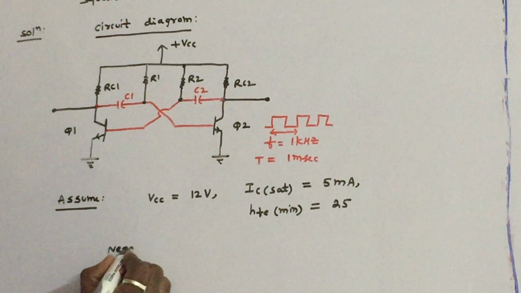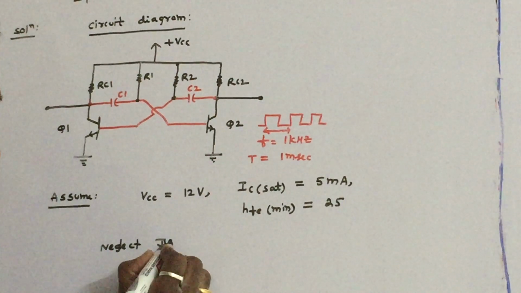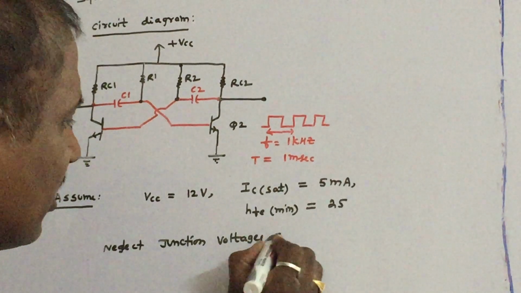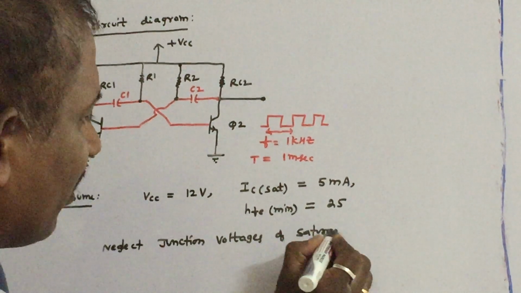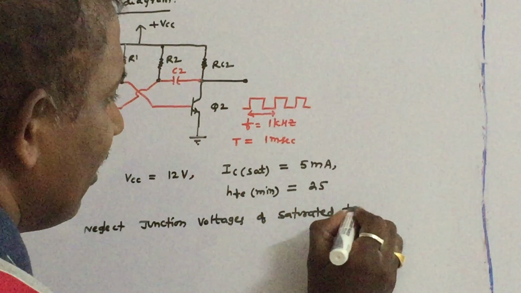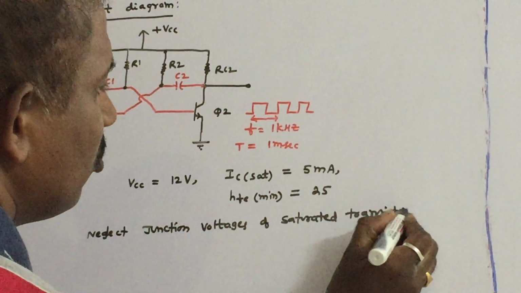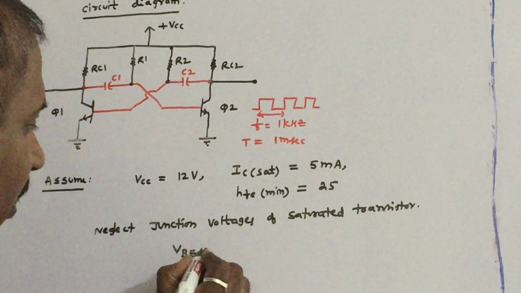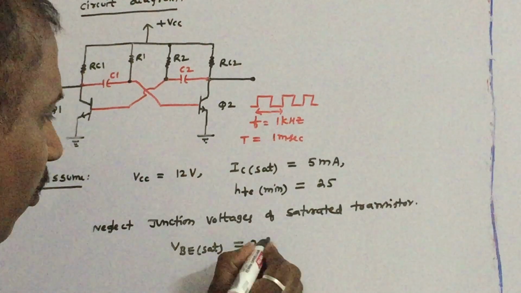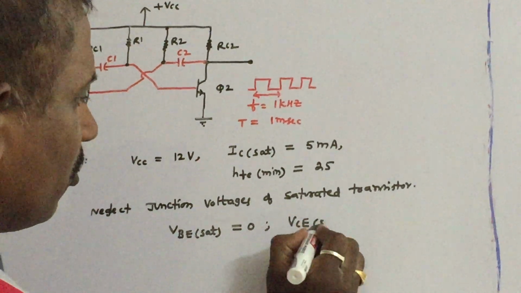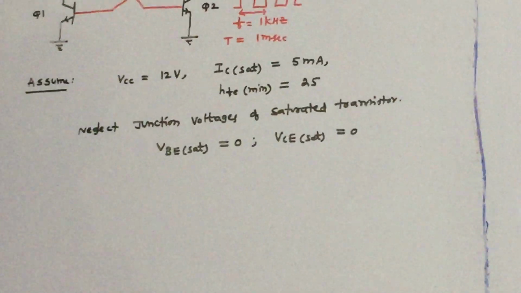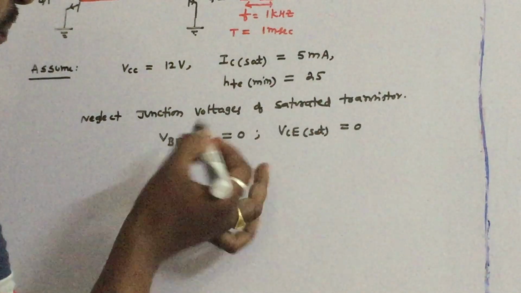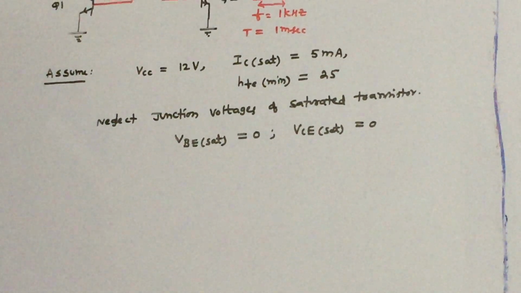Neglect junction voltages of saturated transistor. That means when the transistor is in saturation, VBE saturation is equal to 0, VCE saturation is equal to 0. So these conditions I am assuming. Or you can take 0.7 here, 0.3 here, and you can do the same problem. That answer is also correct.